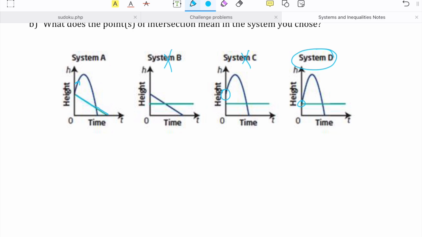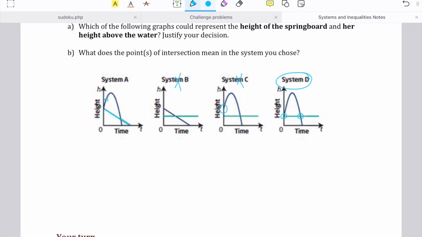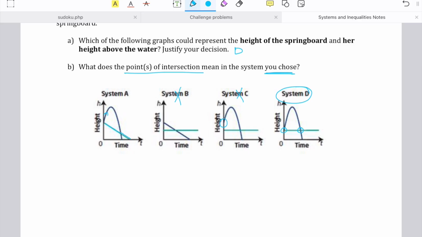Yeah! And there are 2 points of intersection here. Okay, what does the point of intersection mean in the system here? These points of intersection, what do they tell us? When she leaves the springboard and then when she is equal with it again? The height of the springboard, yeah. So the diver's height is equal to the springboard's height.